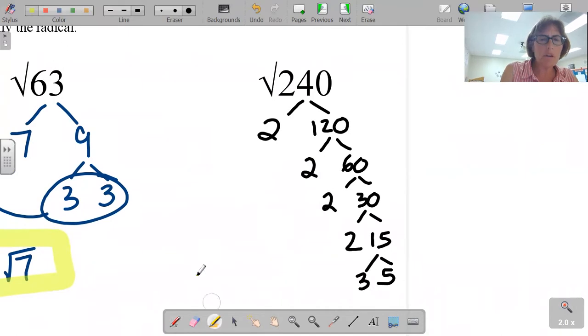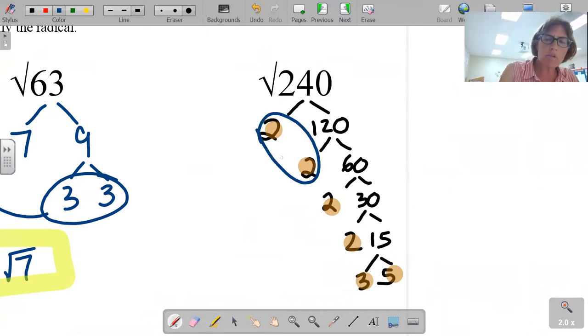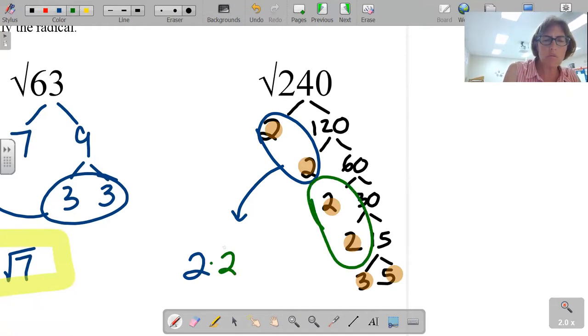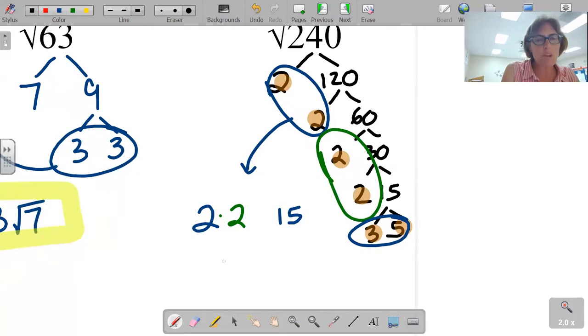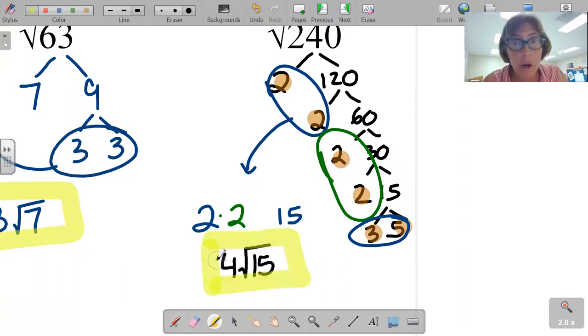So we take a look here. Once again, you're focused only on the prime numbers. Who has a date? A pair of 2s, a single 2 comes out. Another pair of 2s, a single 2 comes out. And then a 3 times a 5, it's going to be 15. So 240 simplified is going to be 4 root 15. That's simplifying radicals.